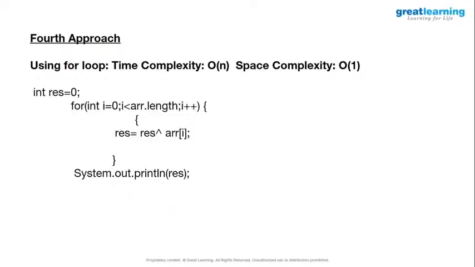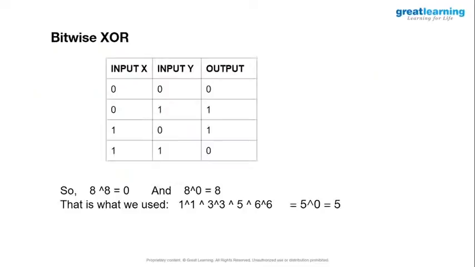Now you all have heard about the XOR operation, right? Let me show you the bitwise XOR operator. If the element is the same, 8 XOR 8 will always give you 0 as output. And if you XOR 8 with 0, it will always give you 8.